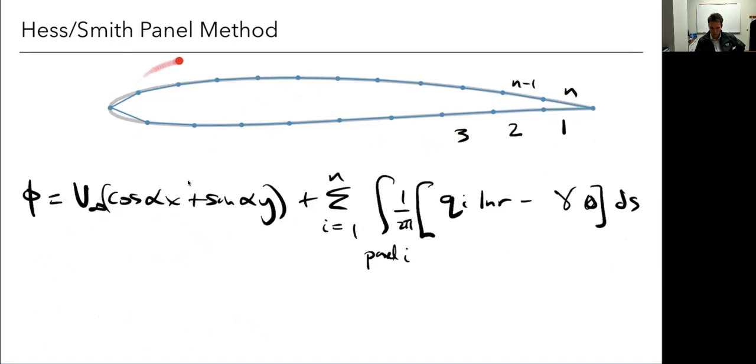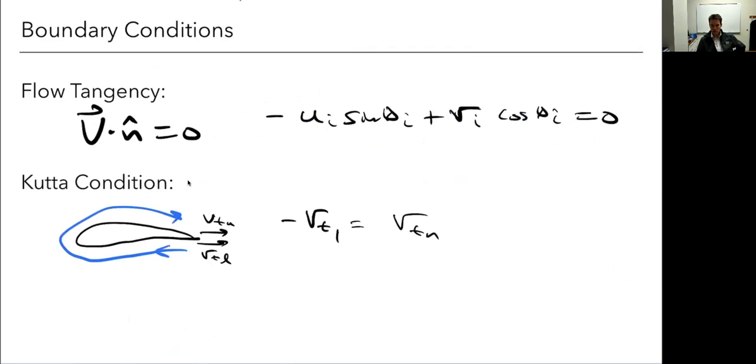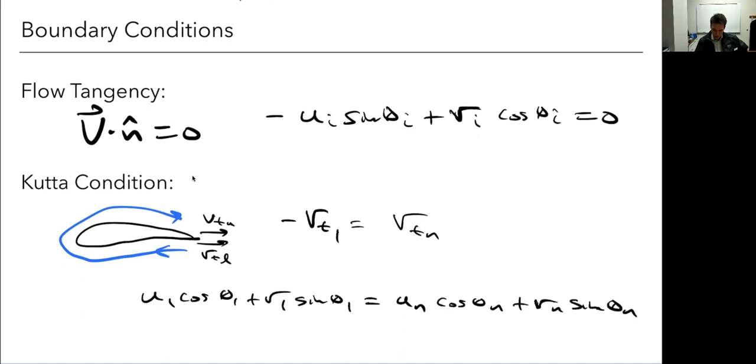So to get the tangential component, same thing, do a dot product of the velocity against this one. So we're just going to get u_1 cosine theta_1 plus v_1 sine theta_1 equals u_n cosine theta_n plus v_n sine theta_n. So again, this is n equations, one on each panel. This is one equation, right? And I forgot a minus sign. I need to put a minus sign on one of them. It doesn't really matter which one. So let's just stick it here, just because I think that's what I did in my notes.